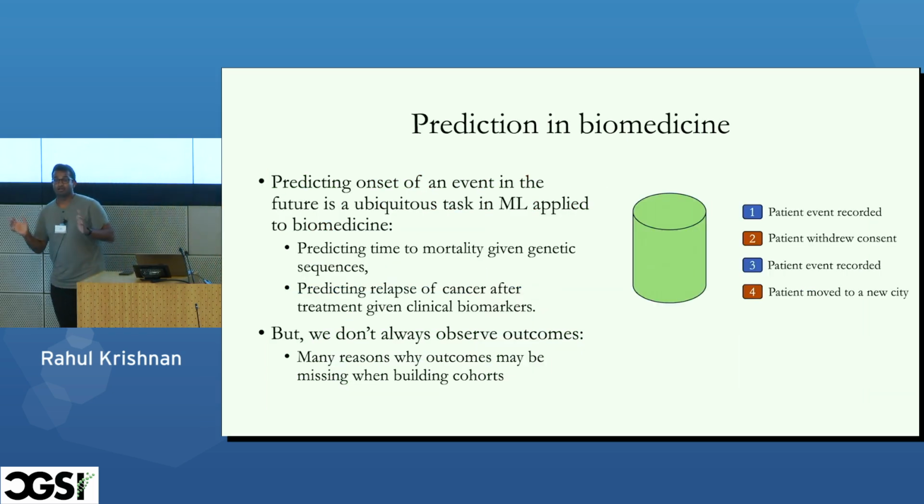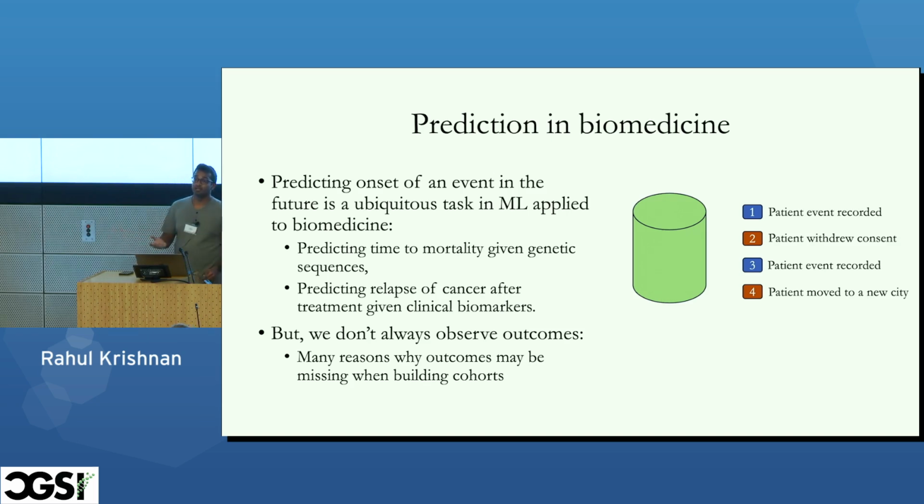To start off, and this may not require too much elaboration, it's going to be about prediction in biomedicine. A lot of tasks that you may have heard of over the last 3 weeks would require some form of a predictive model. We might be interested in predicting the onset of an event in the future. This shows up in genetics, and it shows up if you're making risk stratification in clinical data. We might want to predict things like time to mortality, given genetic sequence data, or predict the relapse of a cancer after treatment, given some clinical biomarkers for a patient.